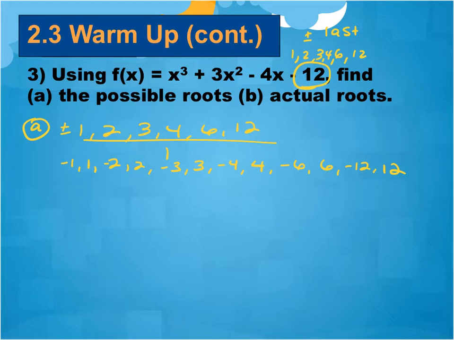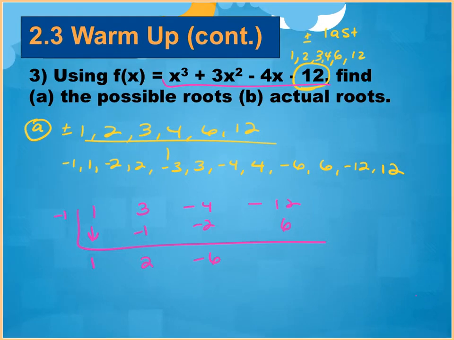Then I'm going to figure out which one works by using synthetic division. So I'm going to make sure now that my exponents are highest to lowest and there's no terms missing, which there's not. 1, 3, negative 4, negative 12 would be my coefficients and my constants. And then let's start with negative 1. So I put negative 1 on the outside. Bring down this. Multiply it, put it in the next column, add it. Multiply it, put it in the next column, add it. Multiply it, put it in the next column, not going to be 0.